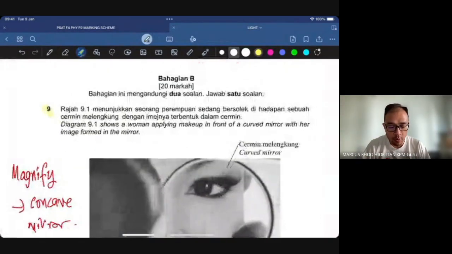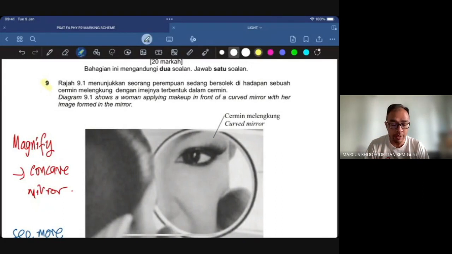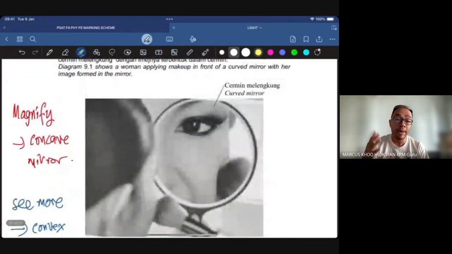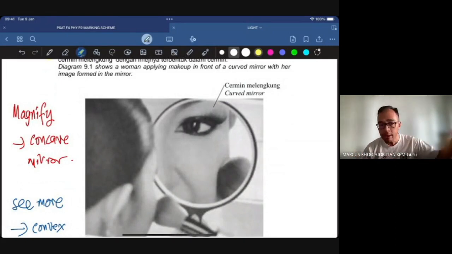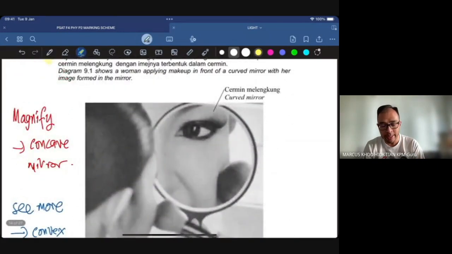Diagram 9.1 shows a woman applying makeup in front of a curved mirror, with her image formed in the mirror. So this one is a makeup mirror. A makeup mirror is not the same as the side mirror, not the same as the shopkeeper mirror. Shopkeeper mirror is a convex mirror, because you want to see more. But in this case, look at our lady's eyes, super huge. You want to see bigger.